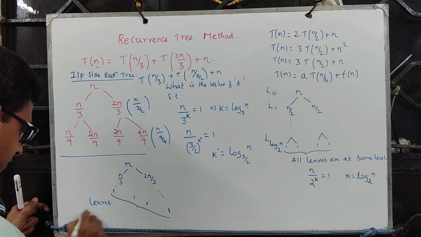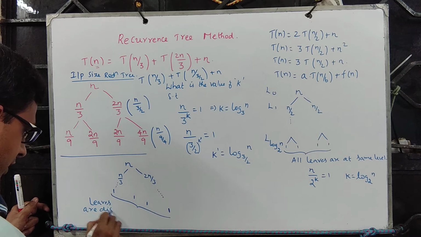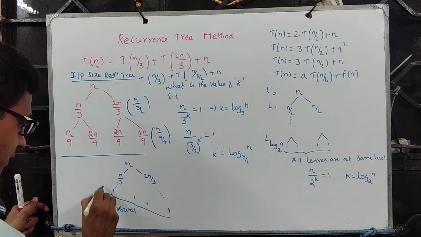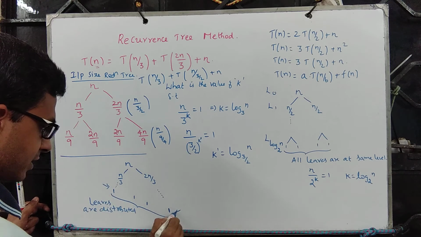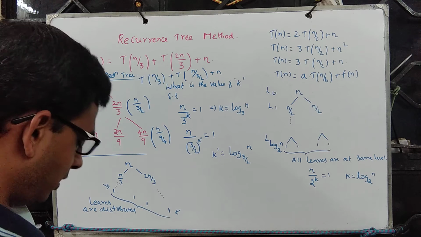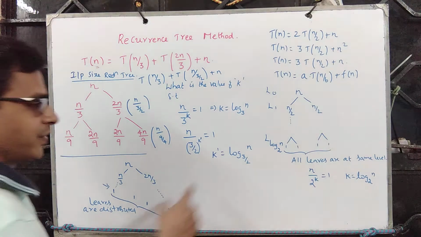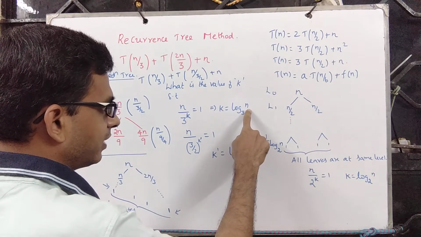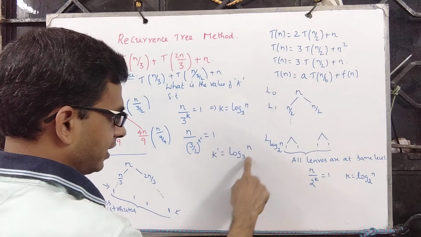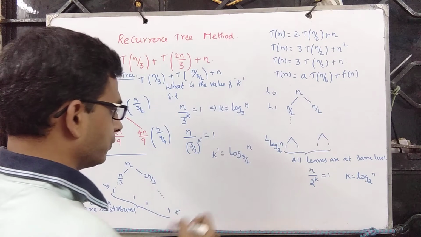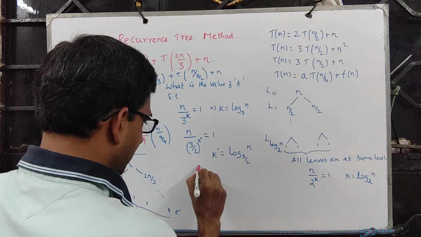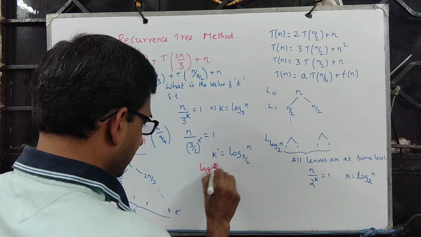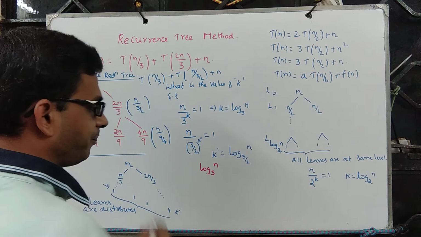So the leaves are distributed starting from this level until this level. Correct? So what is that level number? You can see that if you substitute suitable values for n, log n base 3, log n base 3 by 2. So which means you look at this, log n base 3, it will reach 1 quickly, correct?